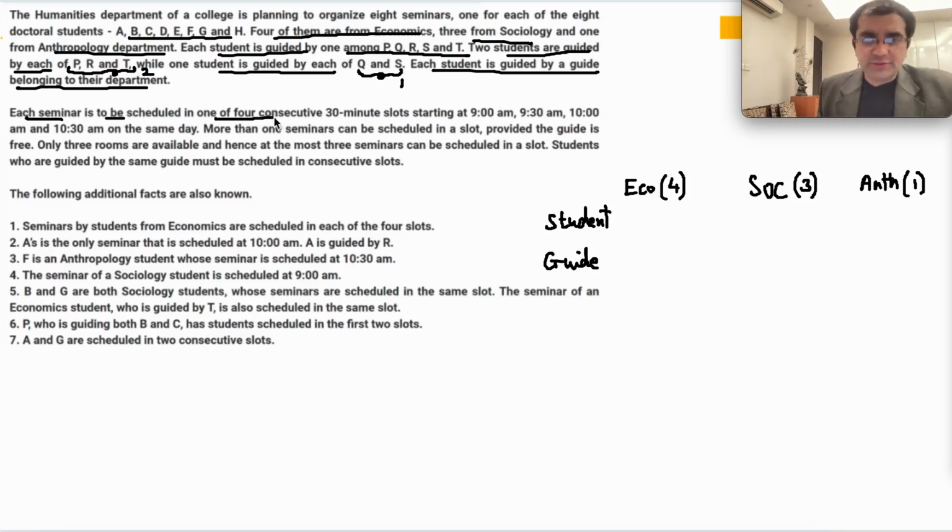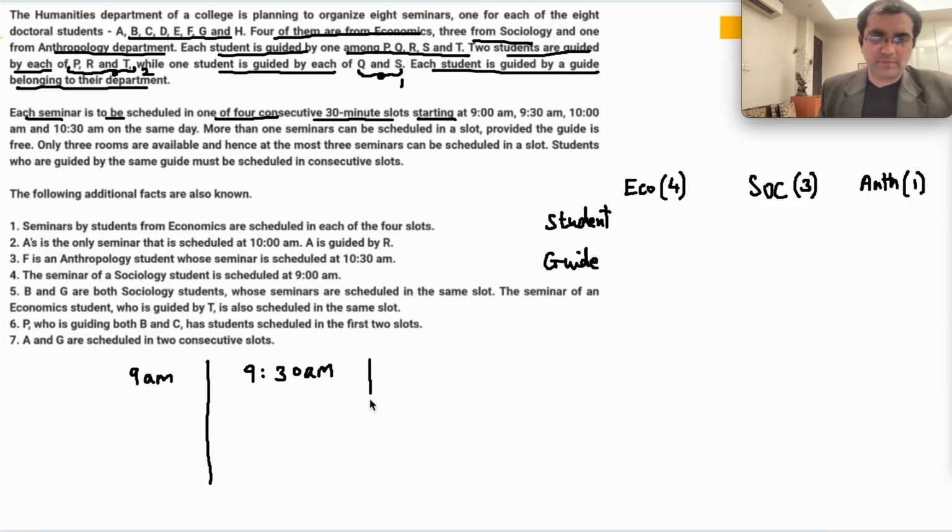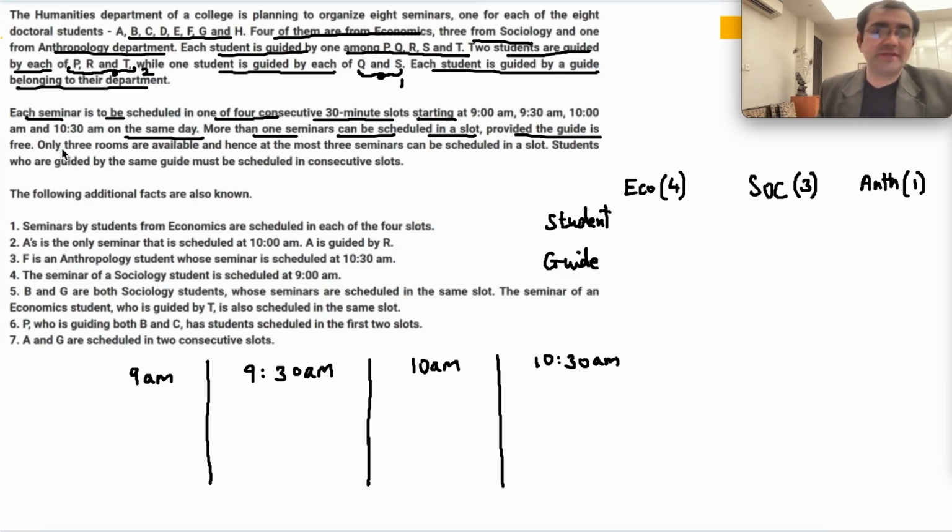Each seminar is scheduled in one of 4 consecutive 30-minute slots. 9 a.m., 9:30 a.m., 10 a.m., 10:30 a.m. On the same day. More than one seminar can be scheduled in a slot provided that the guide is free. ठीक है, guide free है तो आप अपना रख सकते हो.